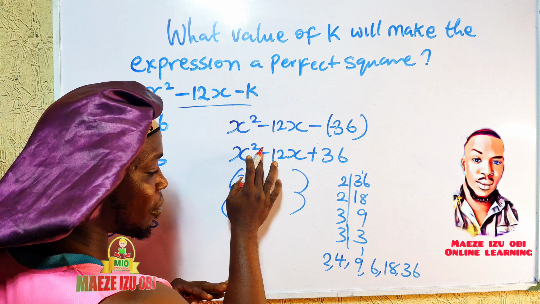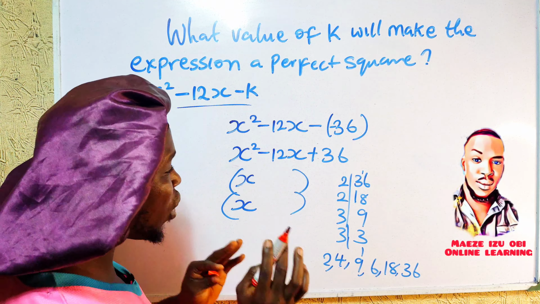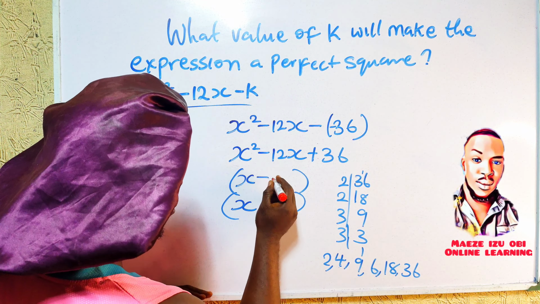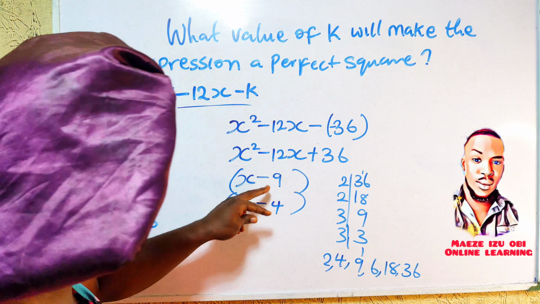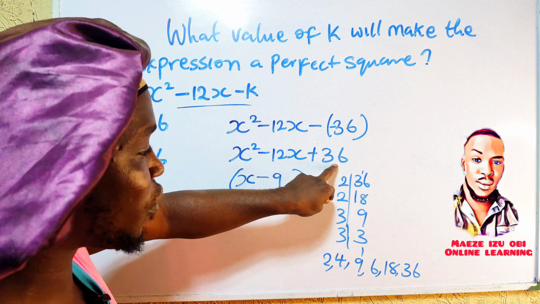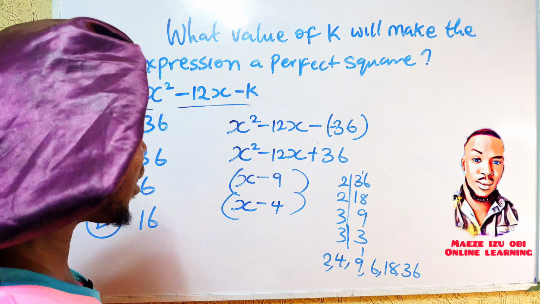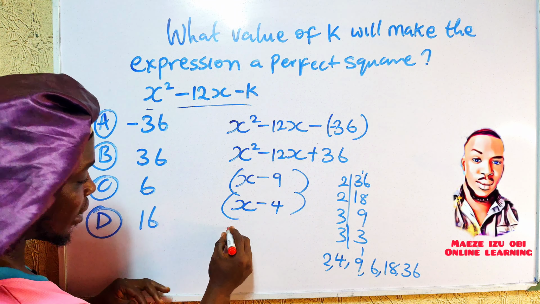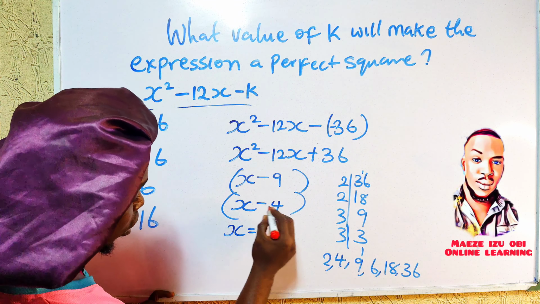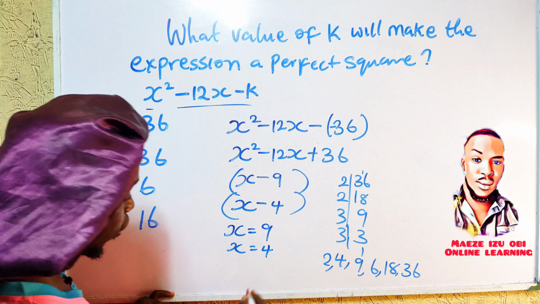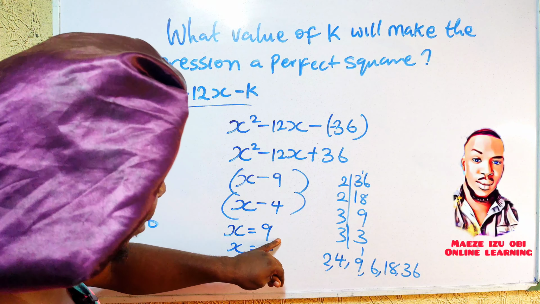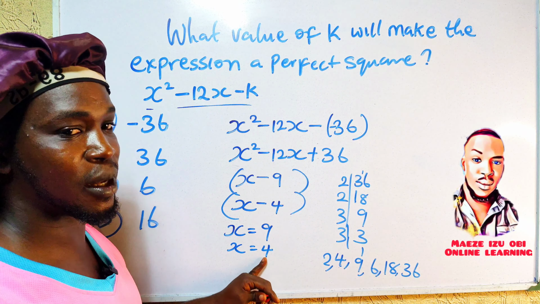But how can you get minus 12? Which is minus 9 and minus 4. And this minus 9 times minus 4 will give you plus 36. So now x is equal to 9 and x is equal to 4. Now 9 is a perfect square, 4 is a perfect square.